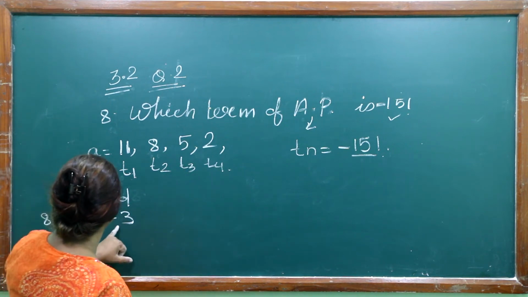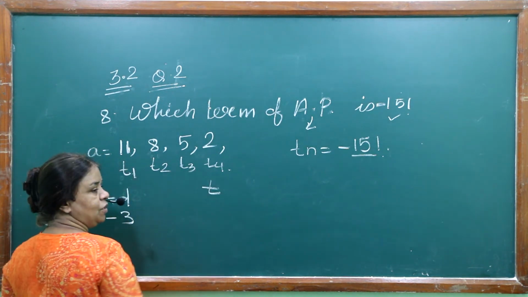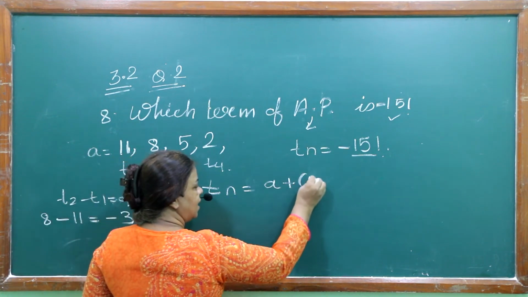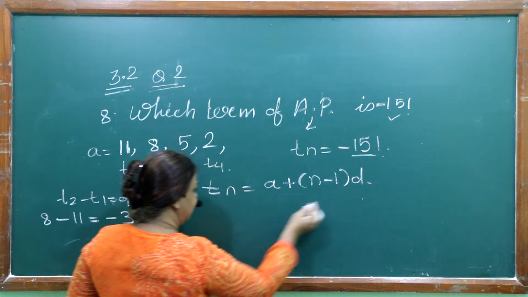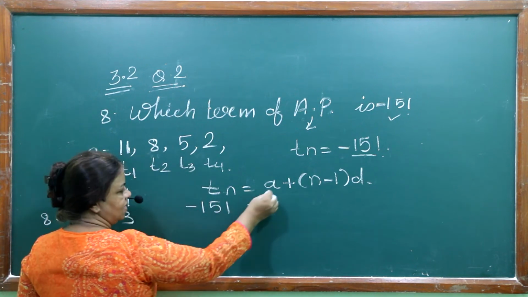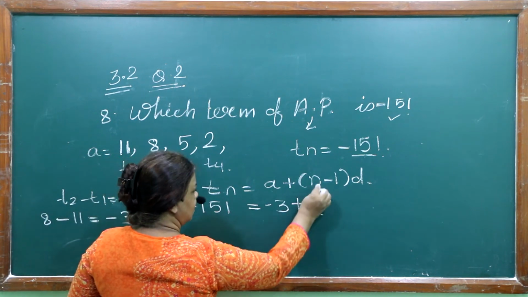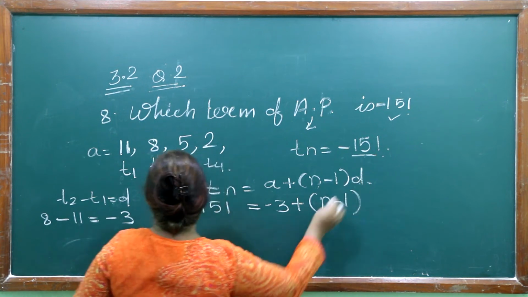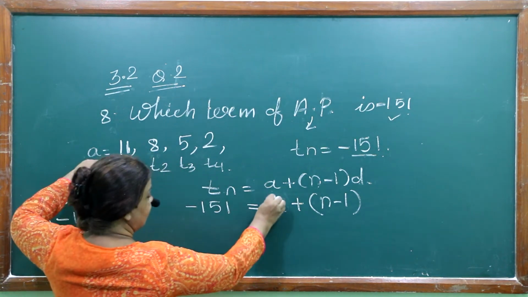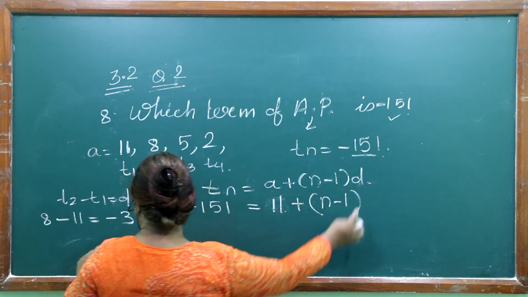We know A, we know also D. We don't know N. You know which formula we will be using? Yes, correct. Tn is equal to A plus N minus 1 into D. And Tn is what? Minus 151. Minus 151 is A, plus N we don't know. We want to find out. And D is, A is 11 here, sometime it happens. A is 11 and D value is minus 3.